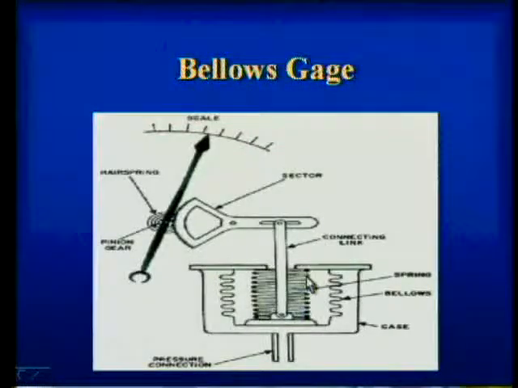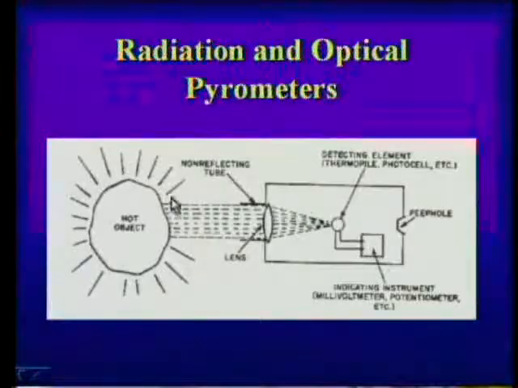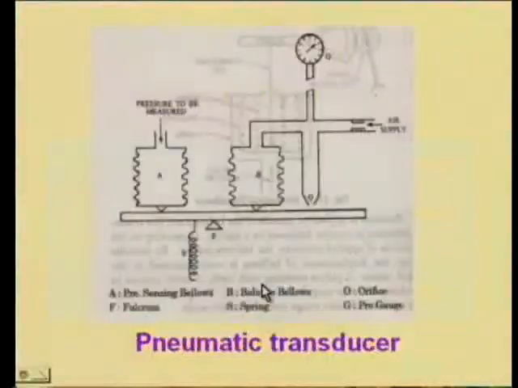It is as good as what I have explained in the earlier case. Through the pointer we can read the pressure. Now radiation and optical parameters. The hotness surrounding the furnace can be sensed by the instrument, and then it is transmitted to a suitable instrument, either in the form of voltage or current. It can be read, and further it is calibrated into temperature.